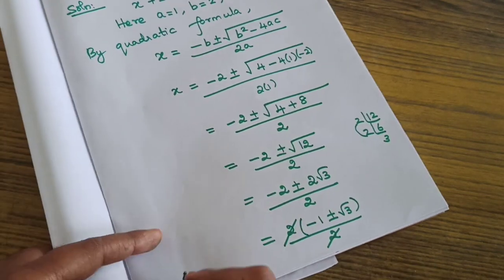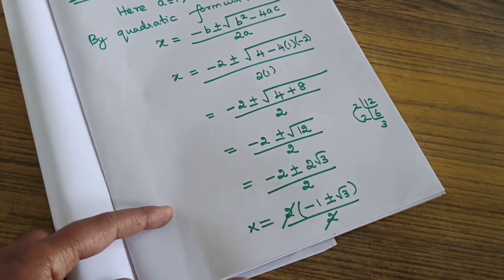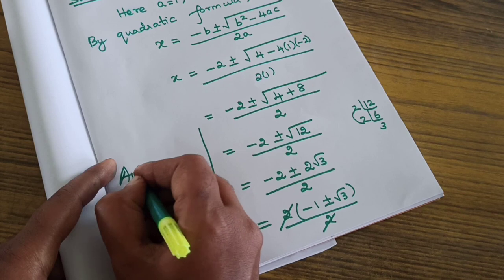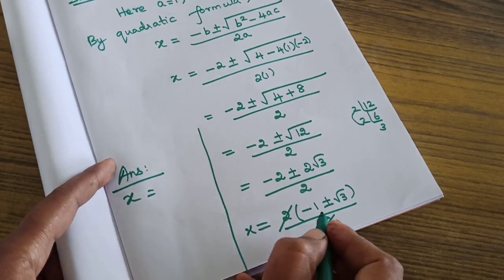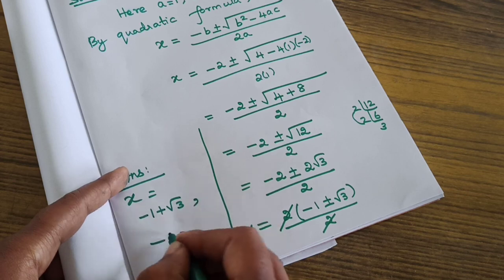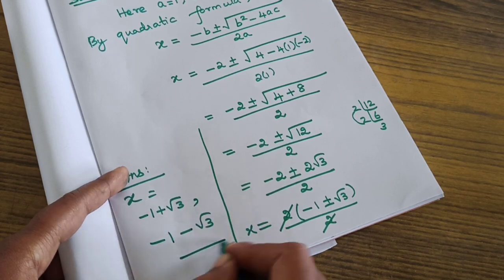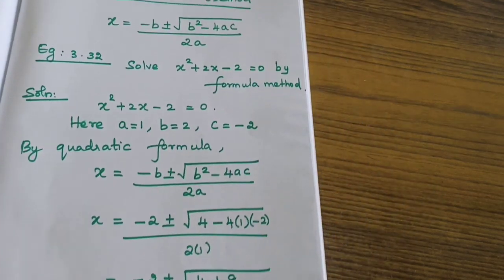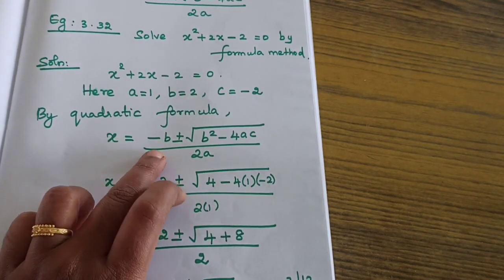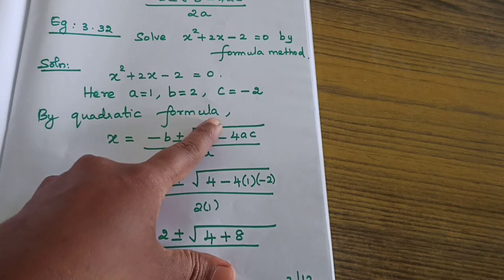So what are the roots? X value? X equal to, answer, I am writing here, x equal to 2 values will come: minus 1 plus root 3, comma, minus 1 minus root 3. So it's so simple. The main thing you need is to memorize the formula. Just memorize this quadratic formula.